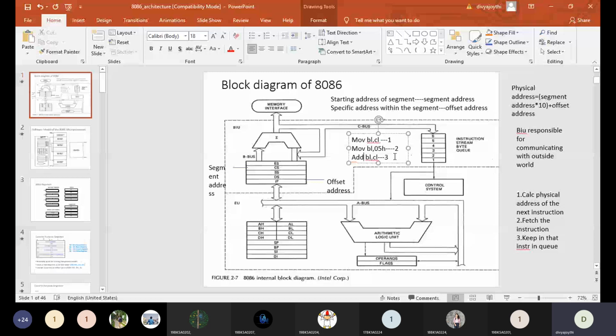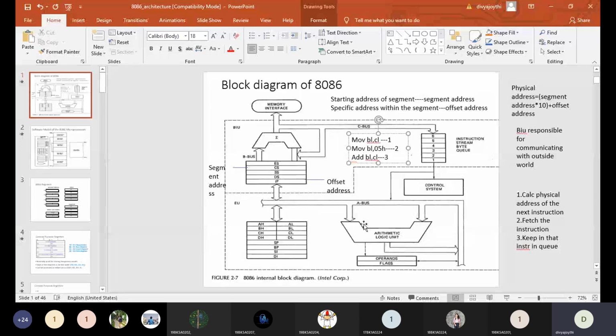So now I'm talking about the third instruction, add BL comma CL. This is being decoded, and now the control system is releasing a control signal to the arithmetic logic unit because it is an addition operation. The arithmetic logic unit has to perform add, but in order to perform the addition operation, it should receive two things. One is BL and another is CL. If you see here, it has two input arrows, one arrow and the second arrow.